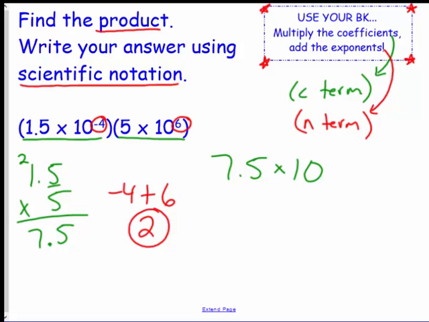And so my final answer here, if I look back over here, I have 7.5 as my C value times 10 to what power? Well, it turns out to be to the second power, which means this is actually a pretty small number now. It's only 750 if you actually wrote this in standard form. But that's my answer in scientific notation. Again, multiply the C values, add the n values. Multiply the coefficients, add the exponents.